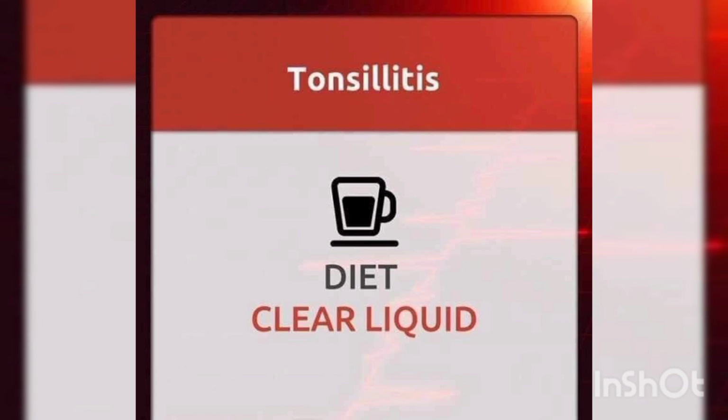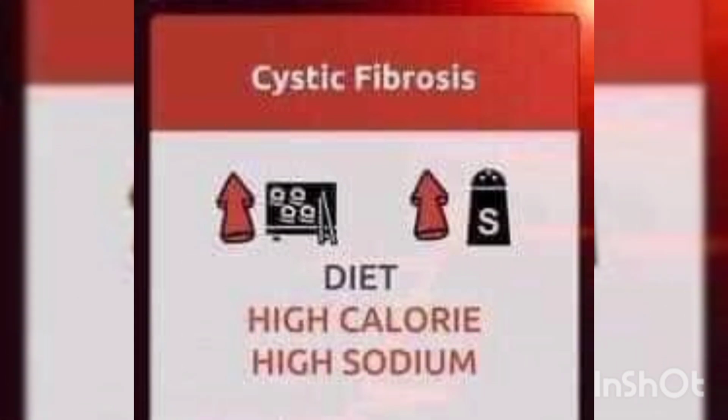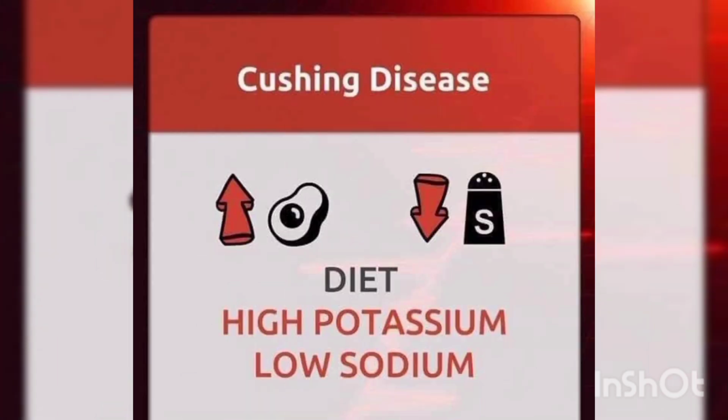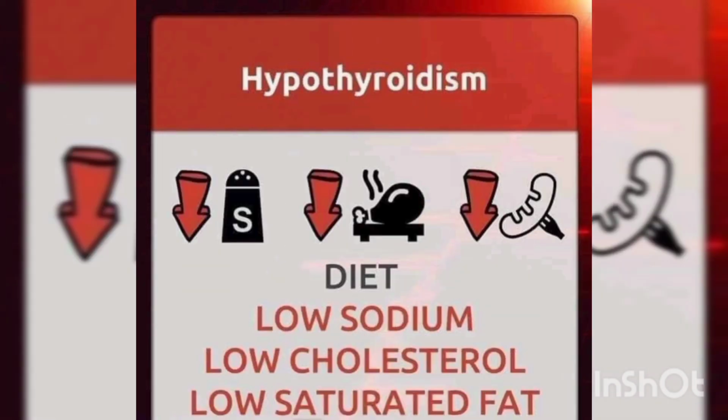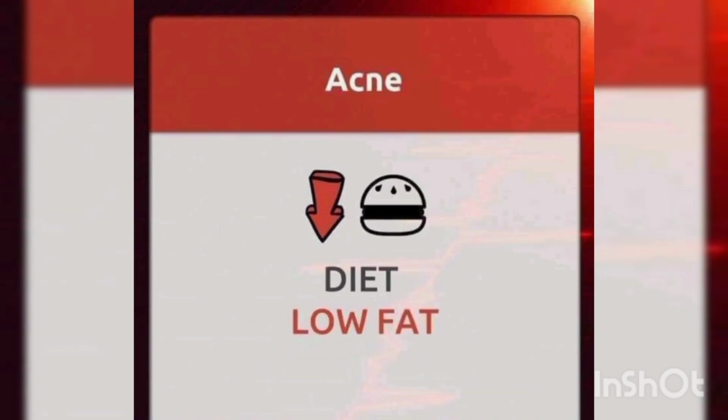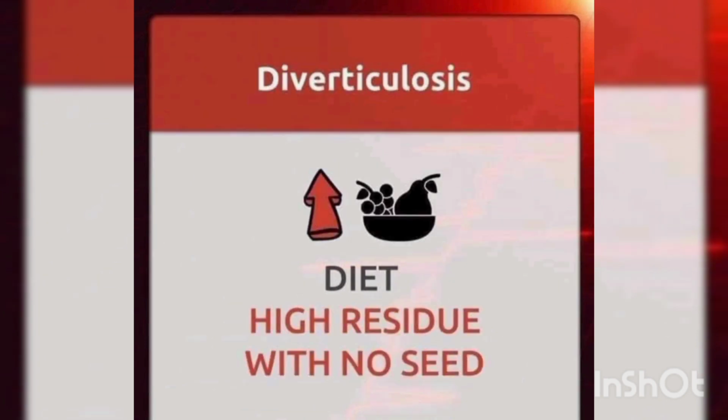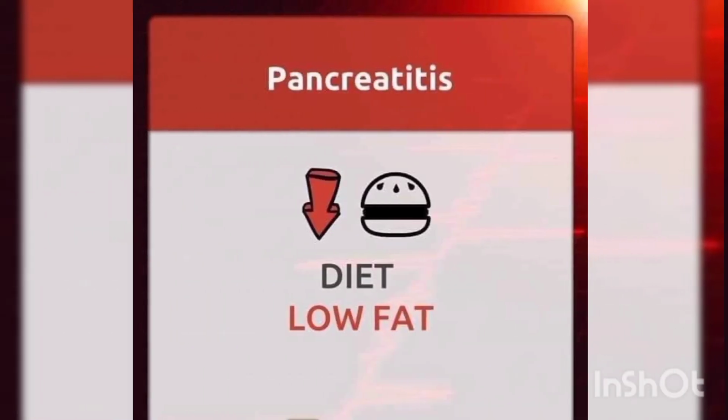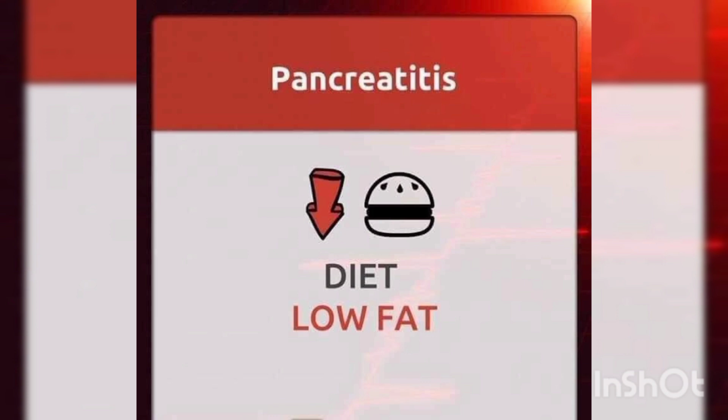In tonsillitis, which type of diet should you consume? You should have only clear liquid. In cystic fibrosis, your diet should be high calorie and high sodium. In Cushing disease, your diet should contain high potassium and low sodium. In hypothyroidism, you should take a low sodium, low cholesterol, and low saturated fat diet. When you have acne, go for a low fat diet. For diverticulosis, diet should contain high residue with no seeds. In pancreatitis, one should consume a low fat diet.